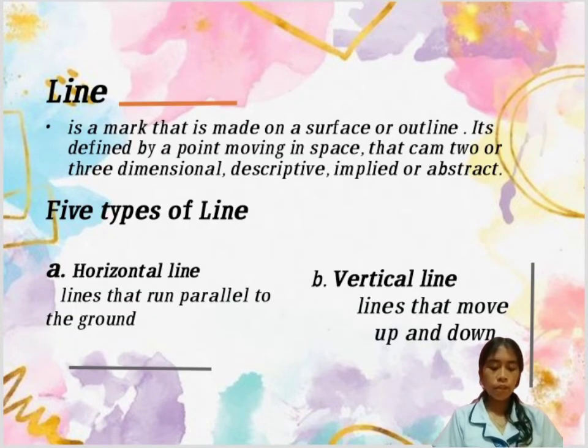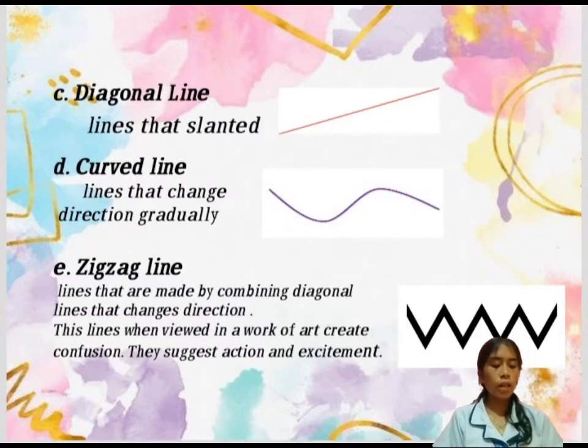Line is a mark that is made on a surface or outline, defined by a point moving in space. It can be two or three-dimensional, descriptive, implied, or abstract. Five types of line. Horizontal line, lines that run parallel to the ground. Vertical line, lines that move up and down. Diagonal line, lines that slant.